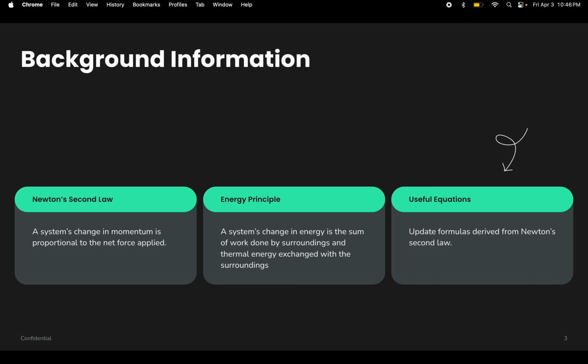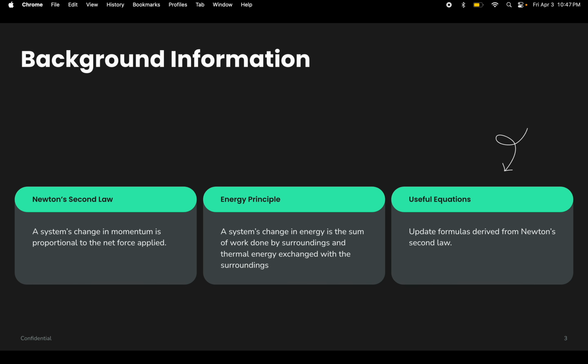To understand what's happening in the system, we relied on two key physics concepts, being Newton's second law and the energy principle. Newton's second law tells us that the net force acting on an object determines how its motion changes. In equation form, it relates force to the rate of change of momentum, and this is what allows us to predict how the mass will accelerate as the spring pulls on it.